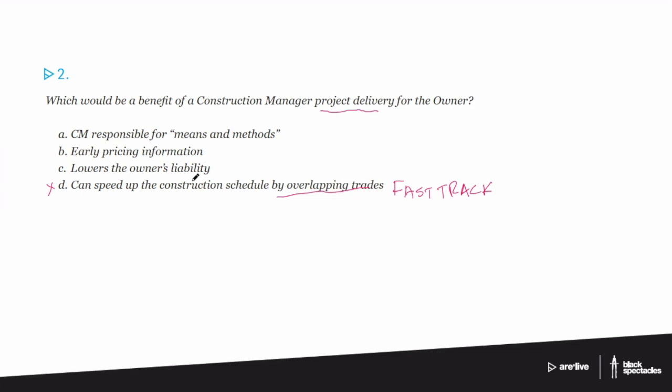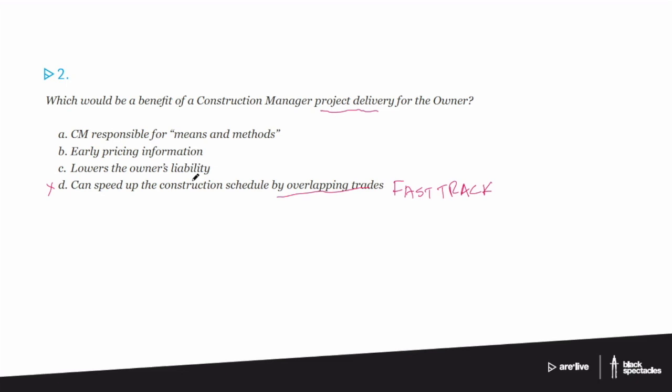Well, in the world, obviously, if you're the one hiring the subs, you're taking on the liability. So in fact, C is exactly the opposite. If you're doing a construction manager project delivery, you are actually increasing the owner's liability. So you might wonder, well, why would they want to do this? Why would an owner want to have a construction manager if they're increasing their liability?